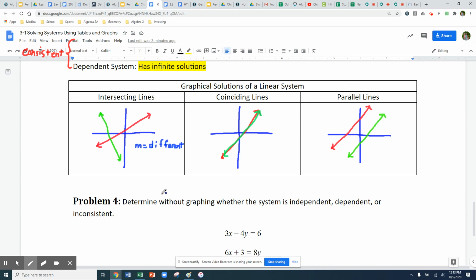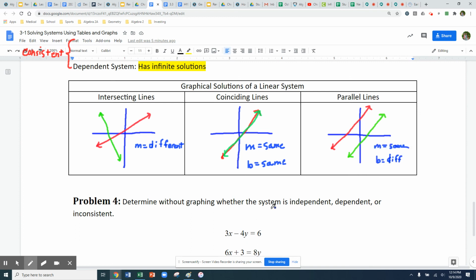The main aspect of intersecting lines is that your m, your slope, is going to be different. If two lines have a different slope, they will eventually intersect each other at one single point. The key characteristic with coinciding lines is that the slope will be the same and the y-intercept has to be the same. So they have to be basically the exact same equation to be a coinciding line. And when we have the same slope, same y-intercept, that would be a dependent system.